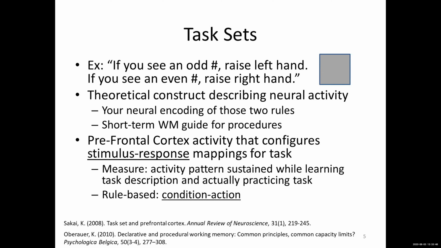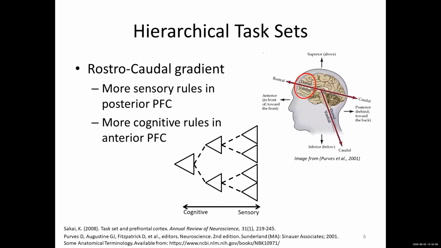These task sets are often described as rule-based condition action. It's another way of describing stimulus-response mappings. Task sets are also observed to have a rostrocaudal gradient in the brain, which means that from front to back, the more sensory-based rules that we represent seem to have their activity towards the back, and the more cognitive abstract rules seem to have their activity towards the front. And there seems to be this kind of hierarchical gradient, which is fascinating. You can see already where I might be going with this.